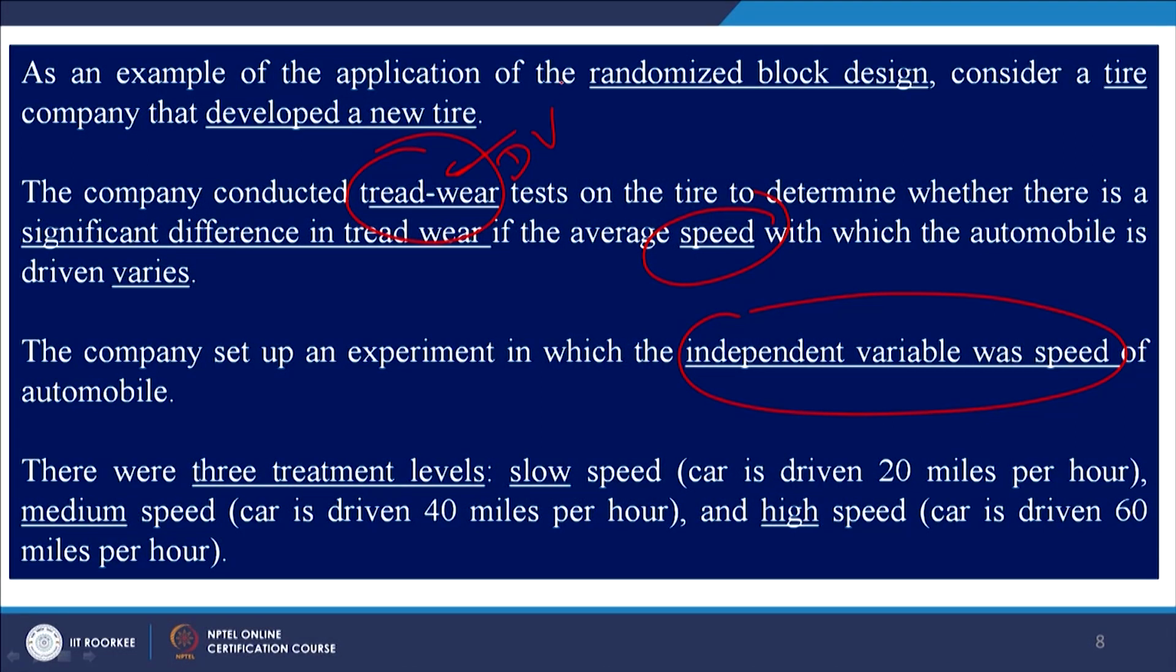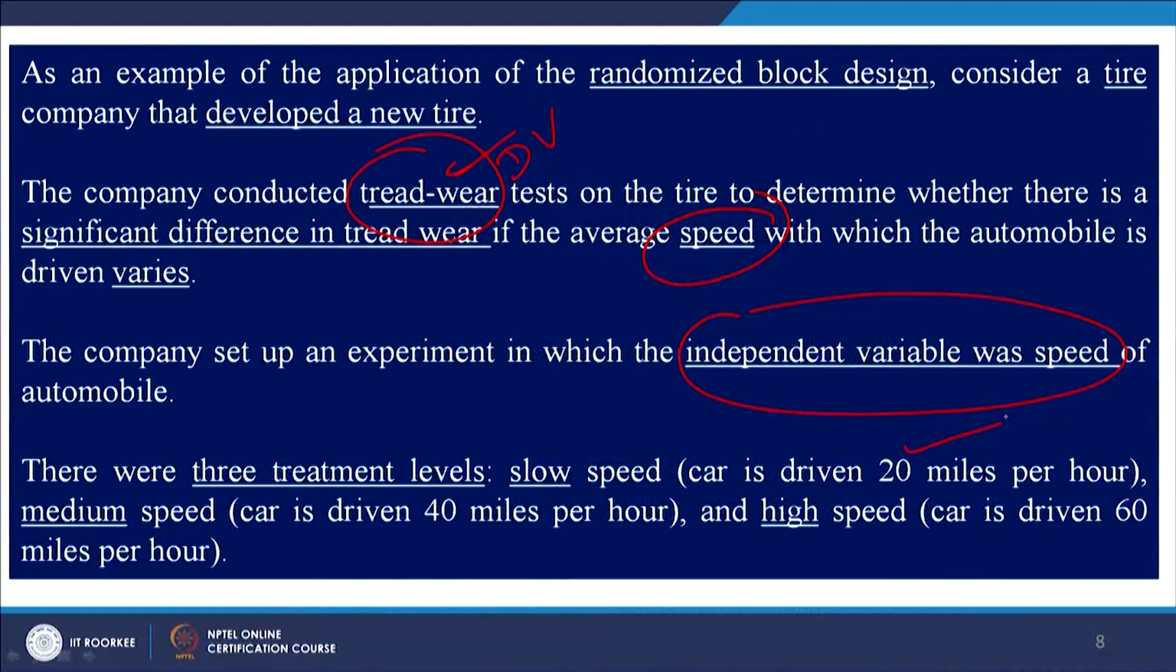So, this is your dependent variable, DV. There were three treatment levels. An experiment was set up and three speeds were chosen: 20 miles per hour, 40 miles per hour and 60 miles per hour. These are three different treatment levels of the independent variable, which is speed, right.